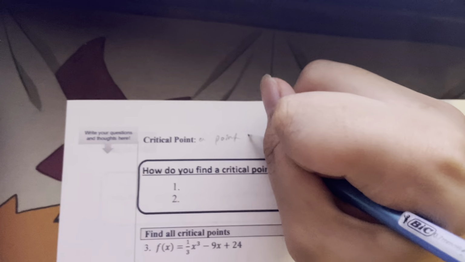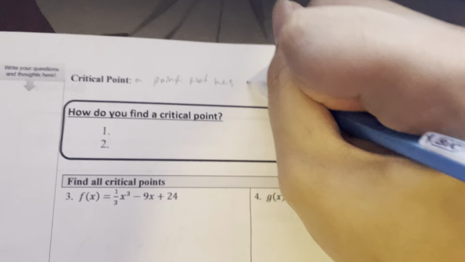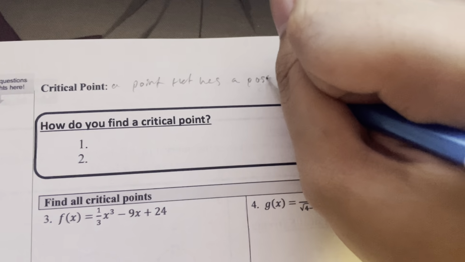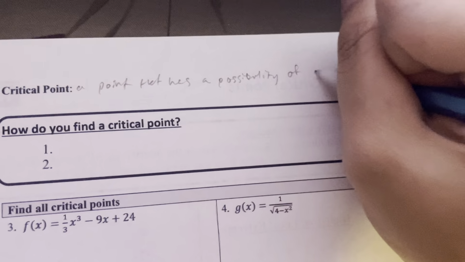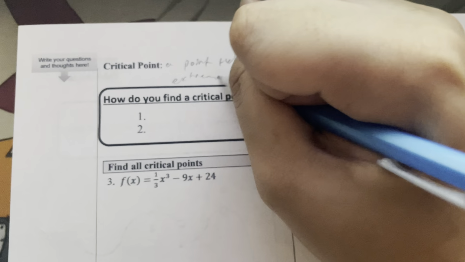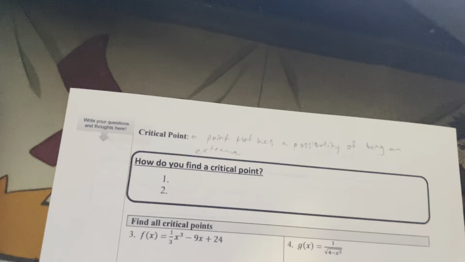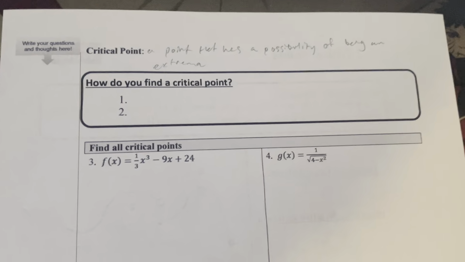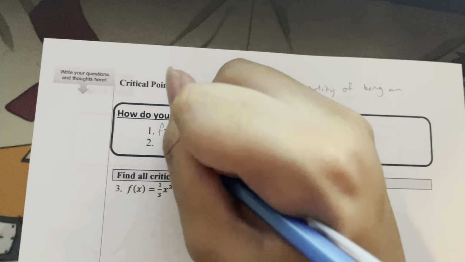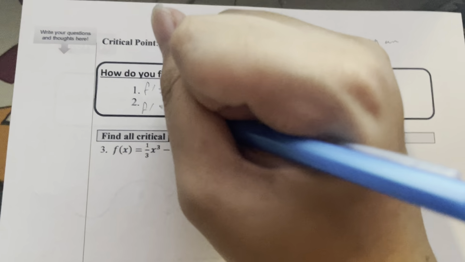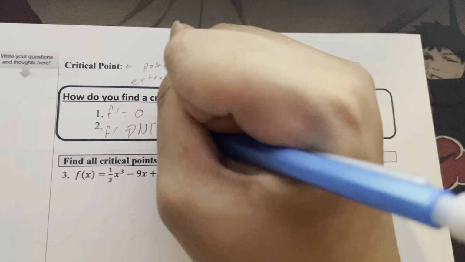A critical point is a point that has a possibility of being an extrema. How do you find a critical point? Either f prime equals 0 or f prime does not exist.